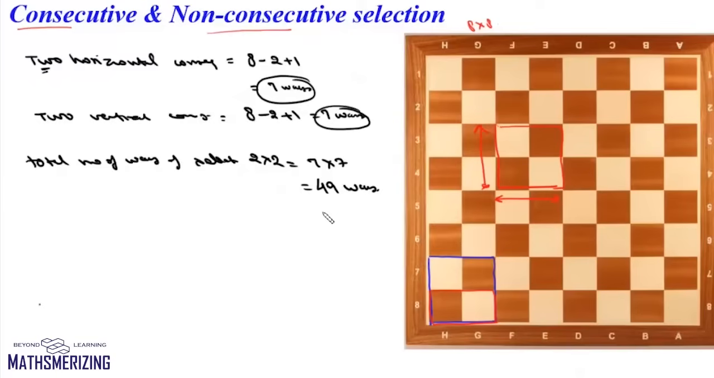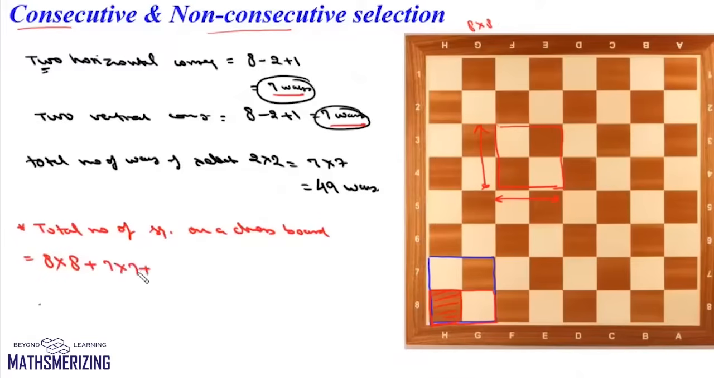Now if we extend this question and we say find total number of squares that can be formed on a chessboard, we can start with all 1 cross 1 squares. It can be done in 8 cross 8 ways. Now what about 2 cross 2? 2 cross 2, it is 7 and 7. So it will be 7 into 7 ways.